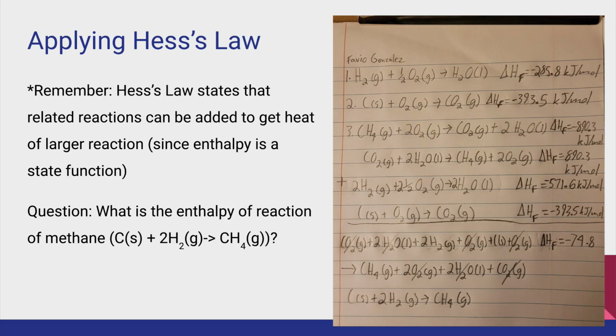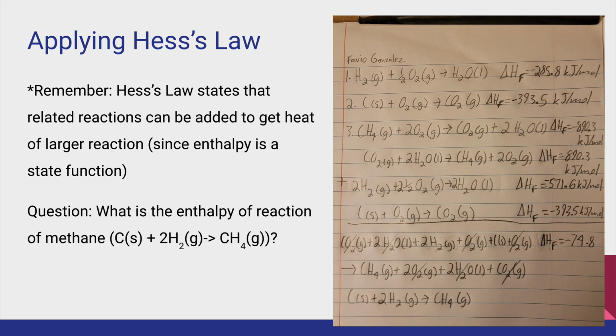So first, we're going to go ahead and apply Hess's law to a chemical problem. First of all, remember that Hess's law states that related reactions can be added to get the heat of a larger reaction. This is possible since enthalpy is a state function, meaning only the beginning and end matter, not what happens in between.